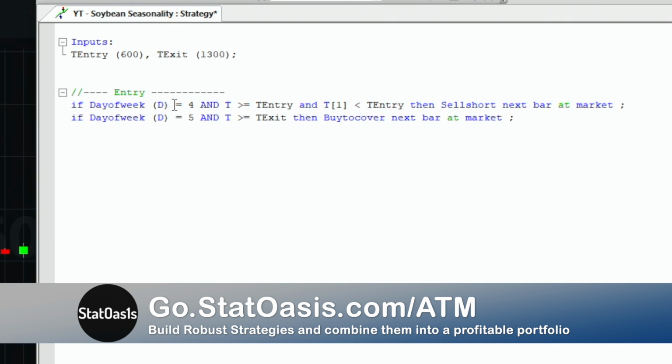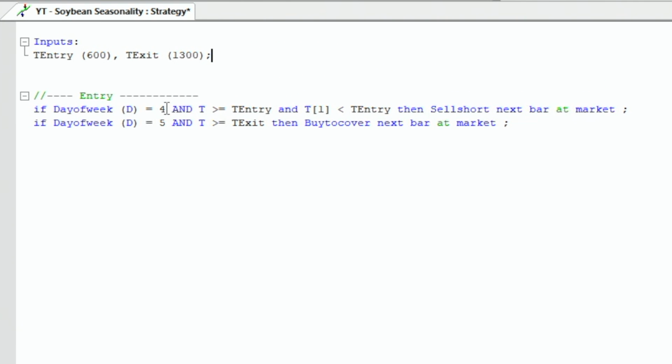So here is the strategy coded in EasyLanguage. We will enter on Thursday, so this is day of the week number 4, at T entry, which is 600, so that's 6 a.m. And we will exit day of the week 5, that's Friday, when the time is greater than 1300, which is 1 p.m.